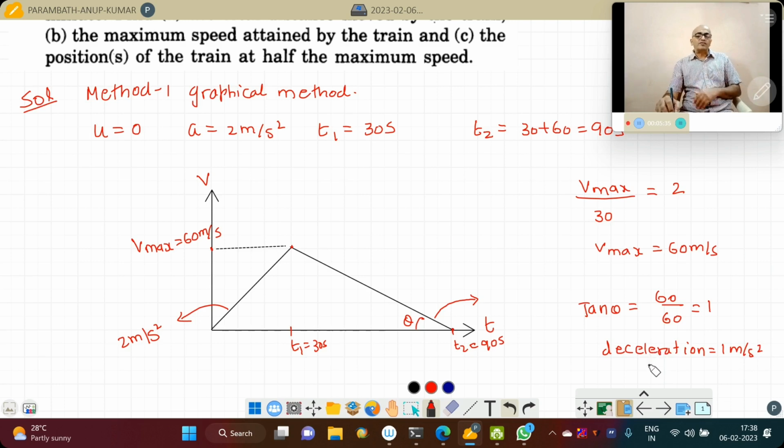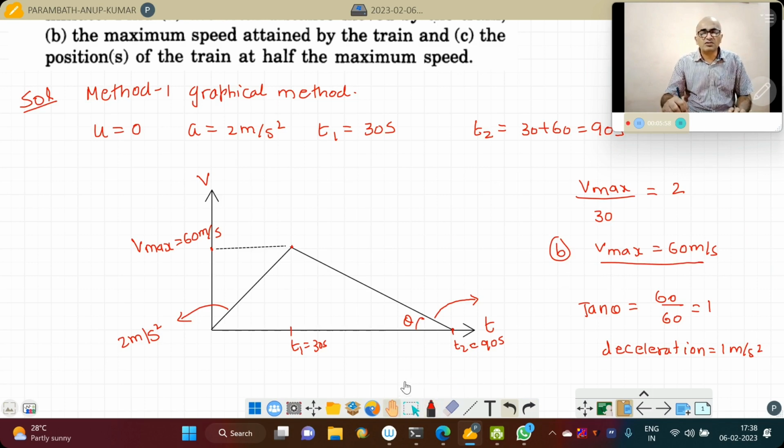Why we are finding these first, students, is that there are several parts to this question. The maximum speed attained by the train, that I have got now. Sorry, this is the B part, students. This is the B part. I got the maximum speed of 60 meters per second.